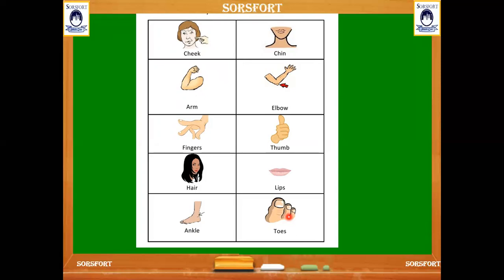And here are some of the parts of the body we have discussed. Hope you all understood. And please find the worksheets and complete them. And even in your textbook, you complete your exercise.